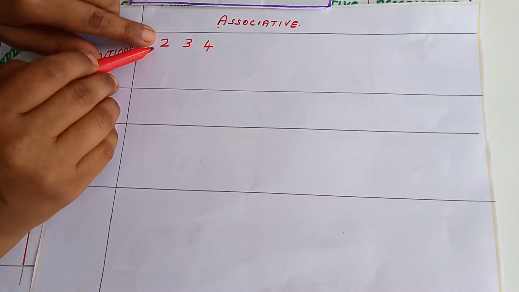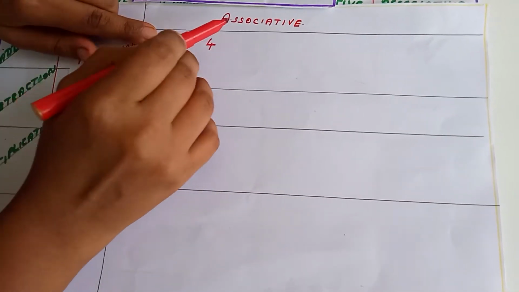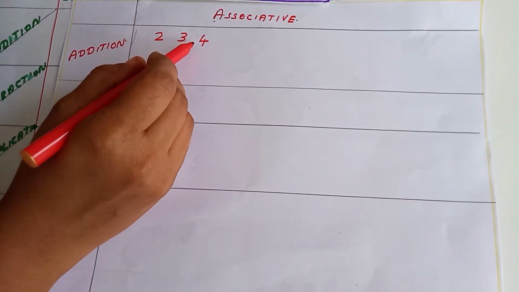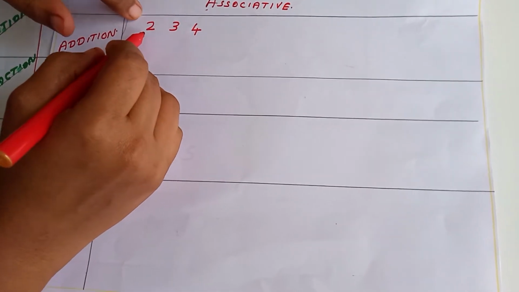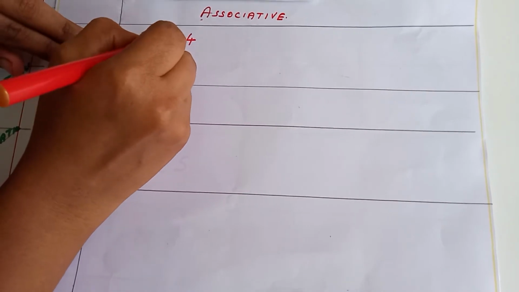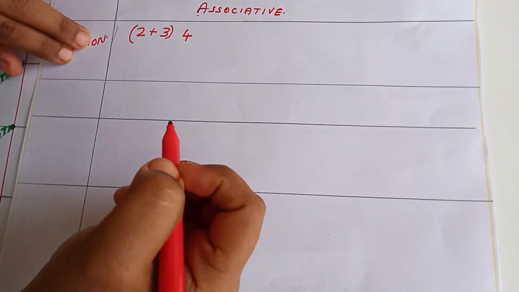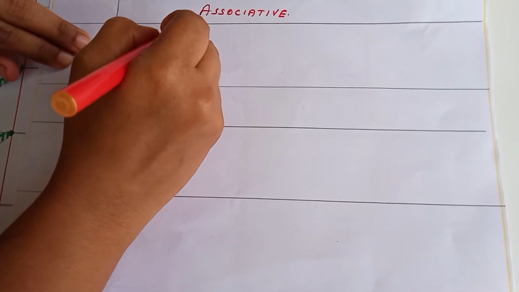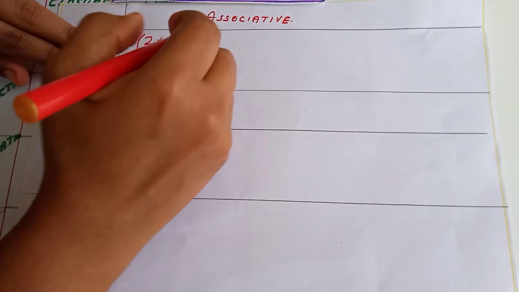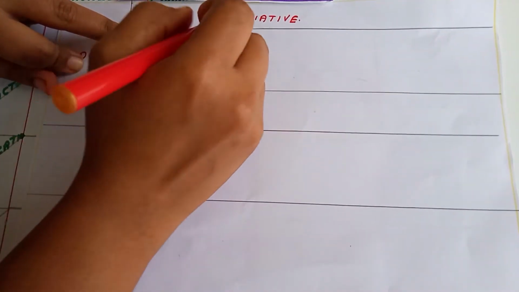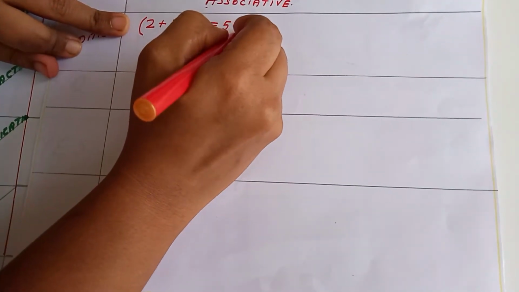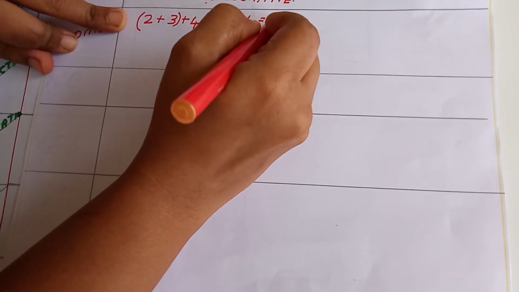See, we selected the numbers 2, 3 and 4. Associative property says like this: we are going to add these 3 numbers. In our mind, while we are adding, we will select 2 numbers first. In the same way, I am selecting 2 and 3 as the first 2 numbers. Then after getting the answer of 2 and 3, I will add 4 with that answer. See, 2 and 3, the calculated answer is 5. With that answer, I am going to add this 4. Now my final answer is 9.